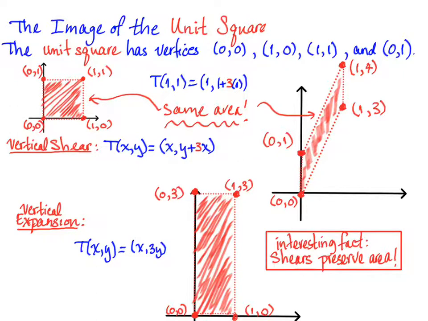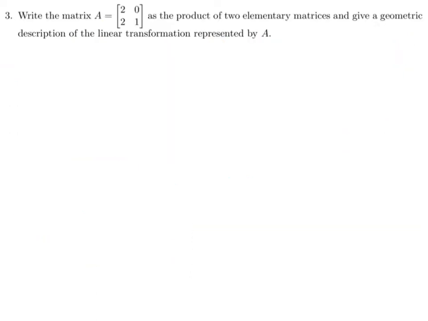All right. So let's go to the last example. Example 3 asks us to write the matrix A, which is [2, 0; 2, 1], as a product of two elementary matrices, and then give a geometric description of the linear transformation that it represents. So if we look at the matrix A, we can tell it's not elementary. So what are the elementary row operations we would have to do to the identity matrix to get this matrix?